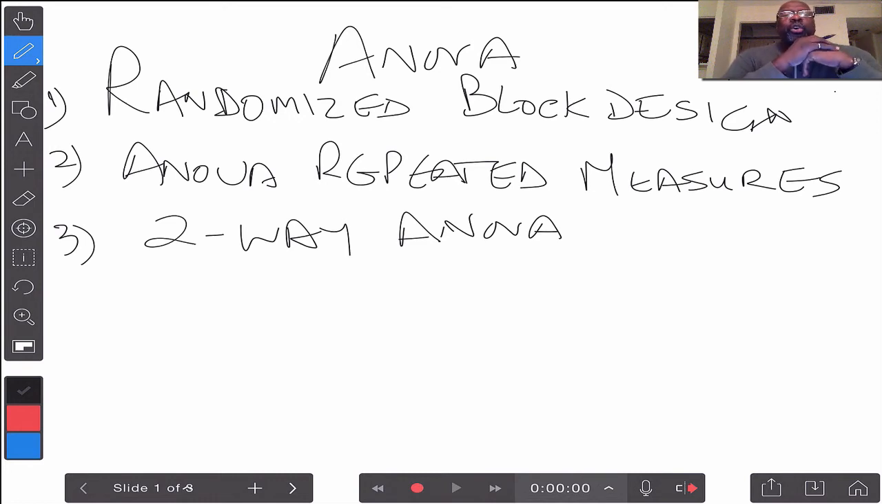This video is on analysis of variance, but we're going to look at the situation where we have what we call randomized block design, also known as ANOVA with repeated measures, or two-way ANOVA. How is that different from one-way ANOVA?